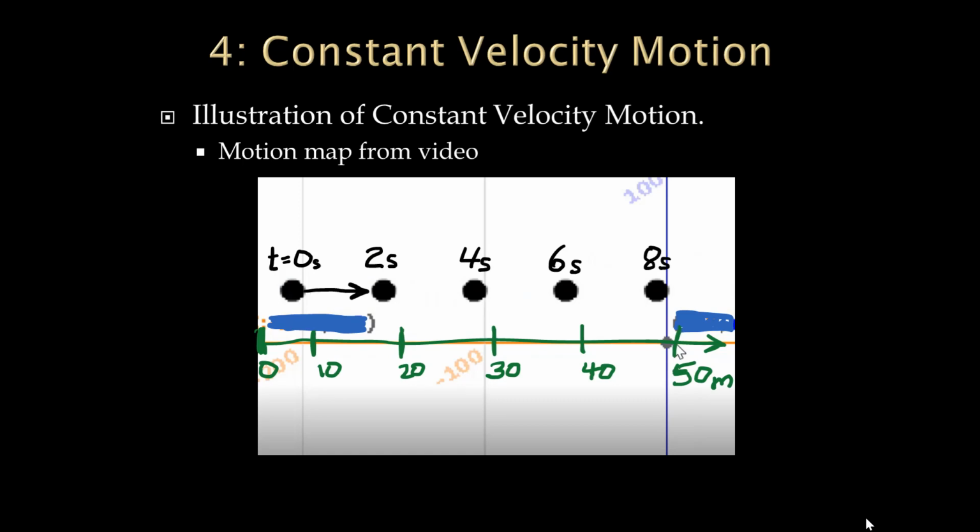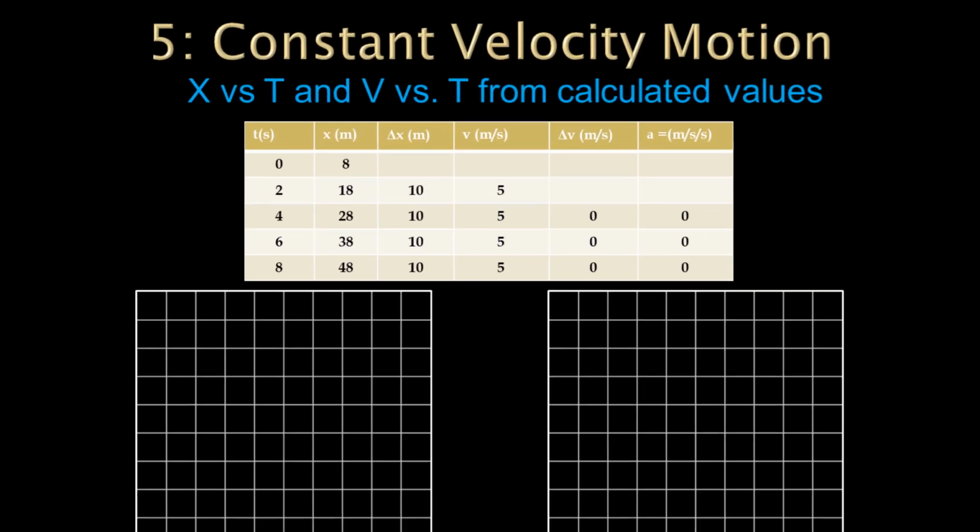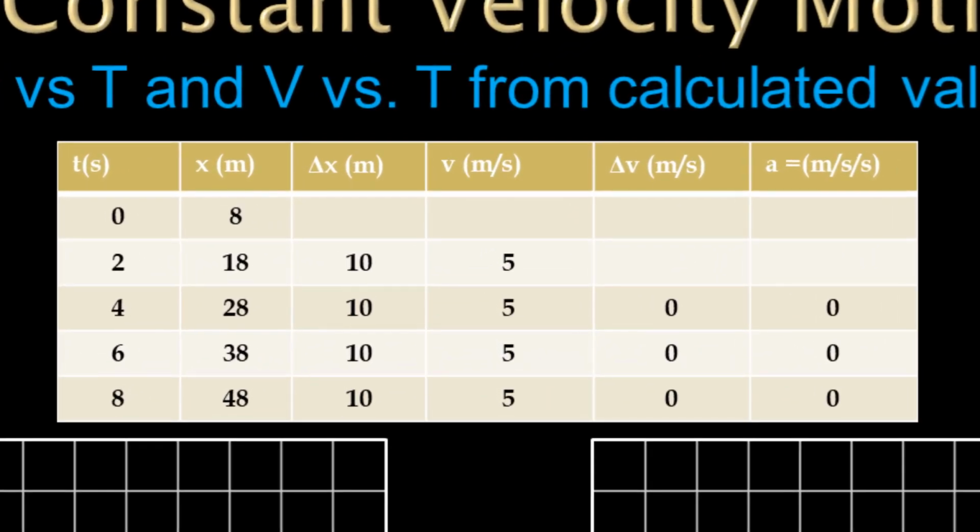Let's go ahead and give arrows to indicate the direction, and each time it was moving at a constant velocity to the right. The table shows the calculated values for time, position, change of position, velocity, change of velocity, and acceleration. We'll put these into graphs.